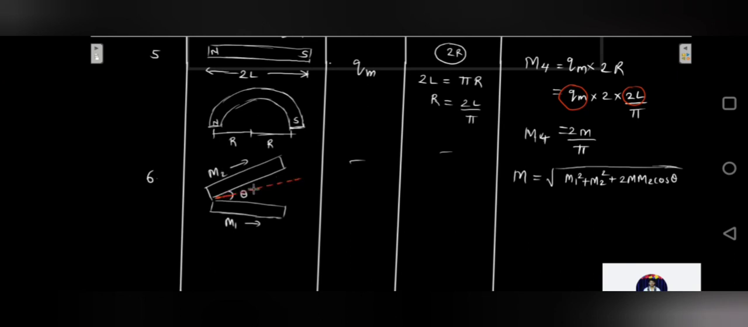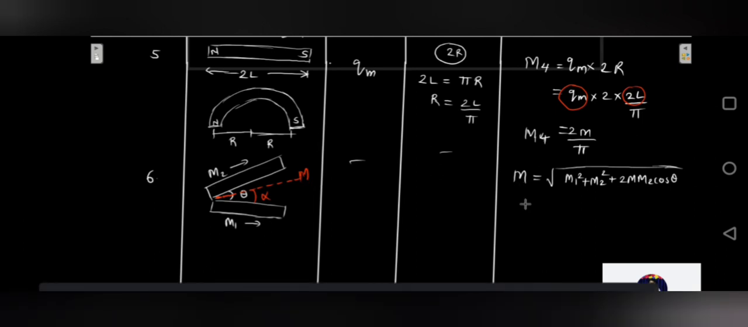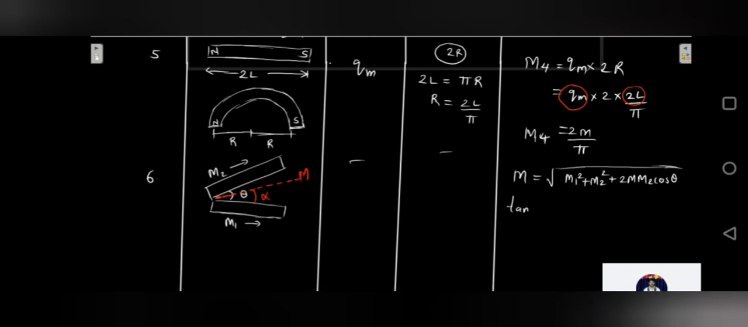Okay, so now if this resultant M is making an angle of alpha with the horizontal, then what is the formula we know? Tan of alpha is equal to, again, the standard formula we learned in 11th standard, tan alpha is given by m2 sin theta upon m1 plus m2 cos theta. Again, that is going to give you the direction of M over here. Is that okay?